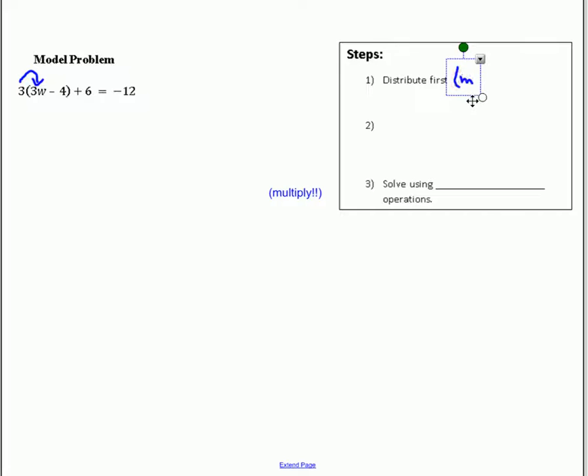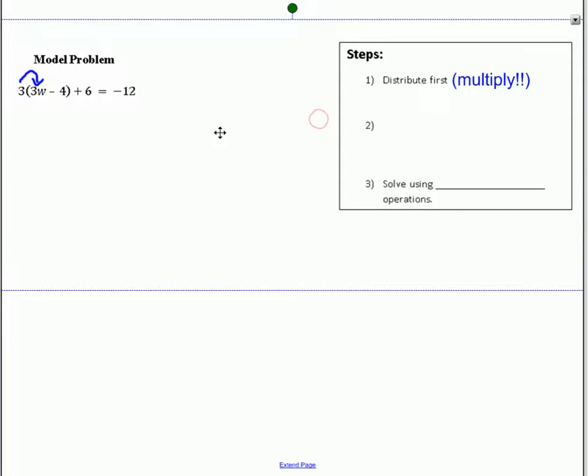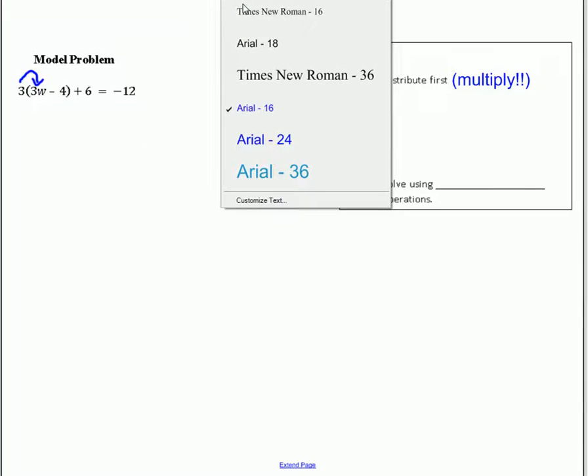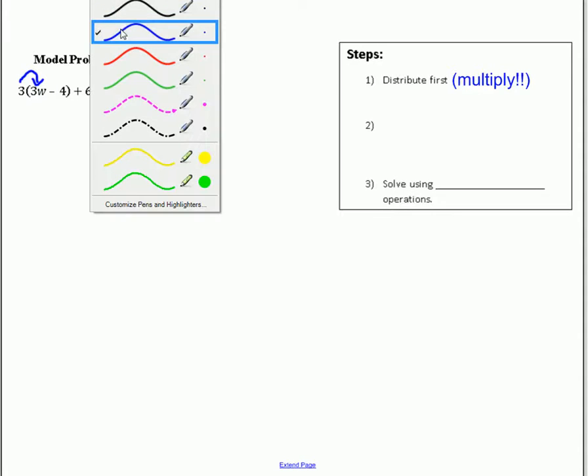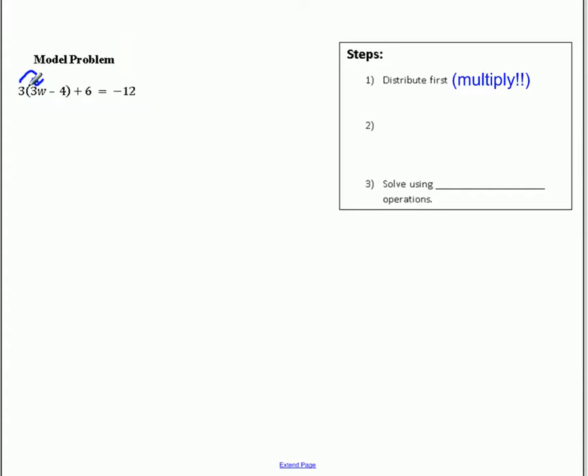And get rid of this junk. Here we go. So if you didn't write that, add that to your notes. Distribute first means multiply. 3 times 3w. What is 3 times 3w? 3 times 3 is 9. And the w is just going to stick right next to it. So that was my first step.